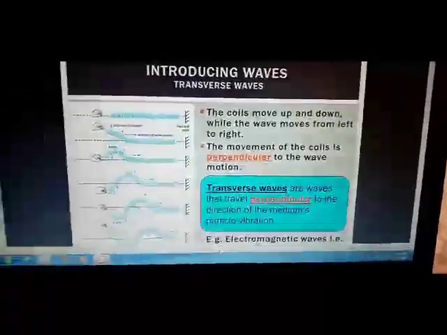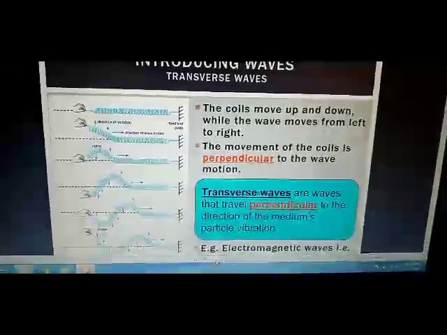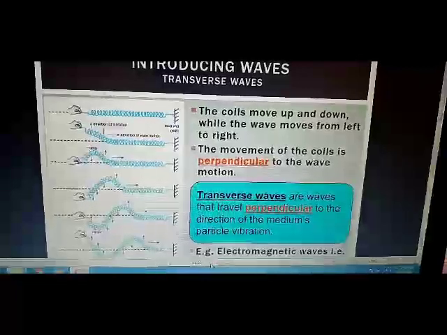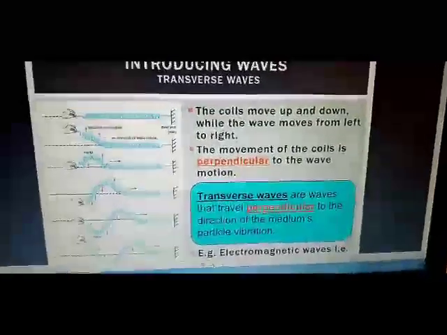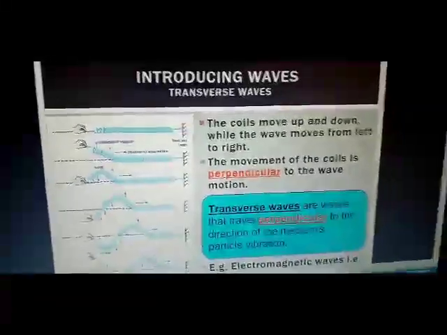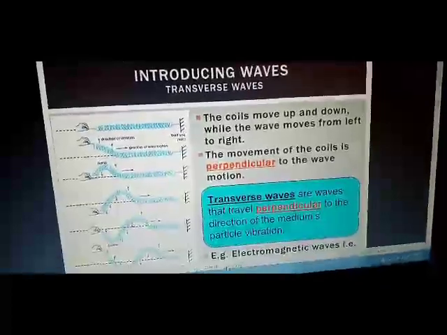Now the transverse waves: if you move your hand in such a way that the hand moves up and down, then the coil moves up and down while the wave moves from left to right. The movement of the coil is perpendicular to the wave motion. Transverse waves are the waves that travel perpendicular to the direction of the medium's vibration. That is electromagnetic waves.